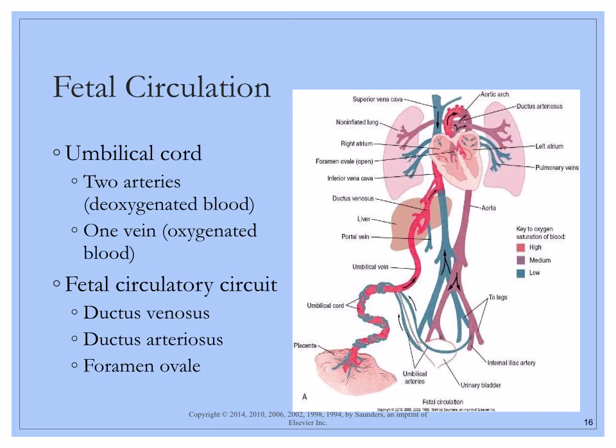Fetal circulation includes the umbilical cord. The umbilical cord has typically 3 vessels. A nice acronym to remember those vessels is AVA: artery, vein, artery. So the umbilical cord has 2 arteries, which contain the deoxygenated blood, and 1 vein, which contains the oxygenated blood.